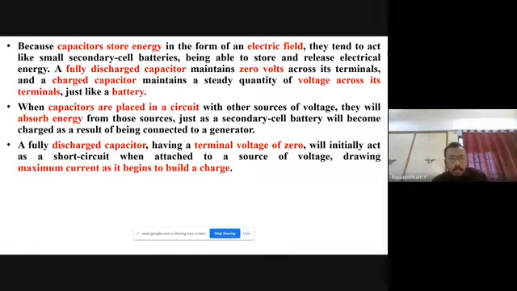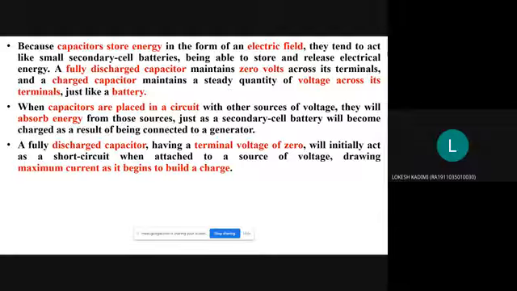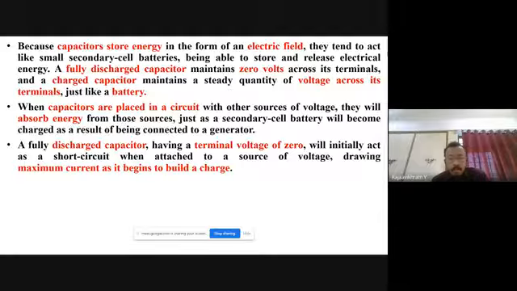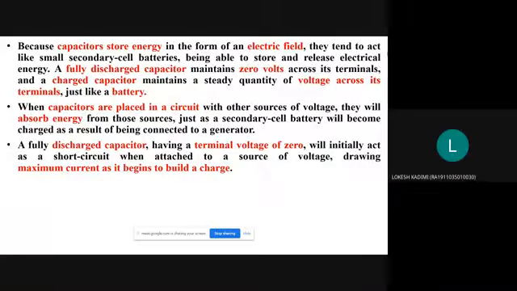You can see the second point. When capacitors are placed in a circuit with other sources of voltage, they will absorb energy from the other sources. It acts as a battery. These are all in our syllabus only.